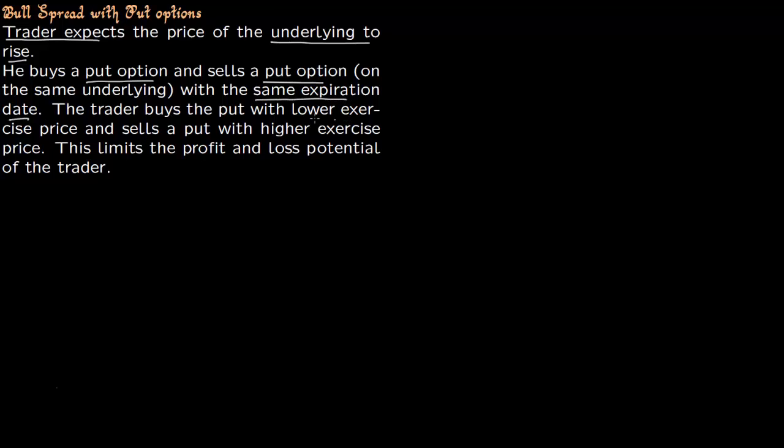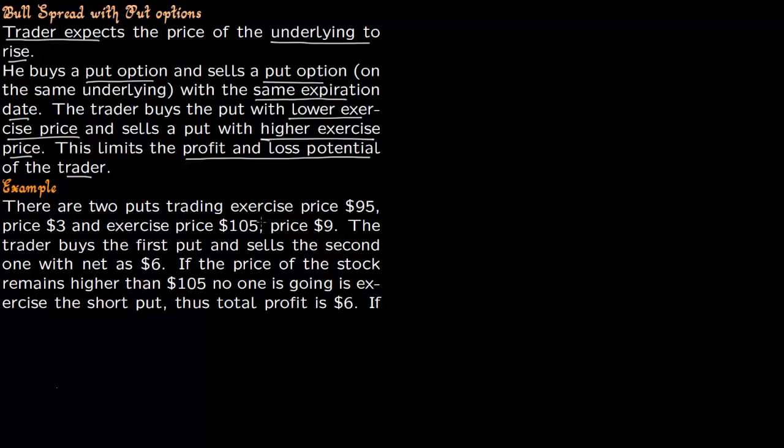The trader buys the put with lower exercise price and sells a put with higher exercise price. This strategy will limit the profit and loss potential of the trader. So let us see an example. There are two puts trading. The first put has an exercise price of $95 and the premium you pay is $3. And the second put has an exercise price of $105 and the premium you pay is $9.